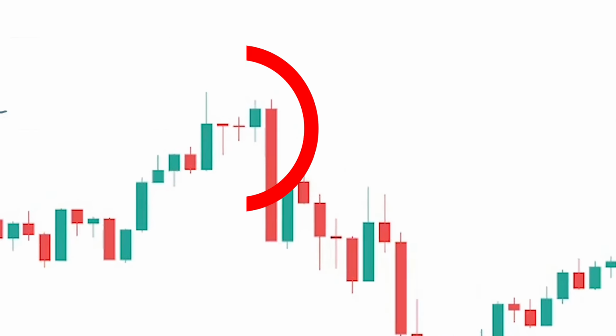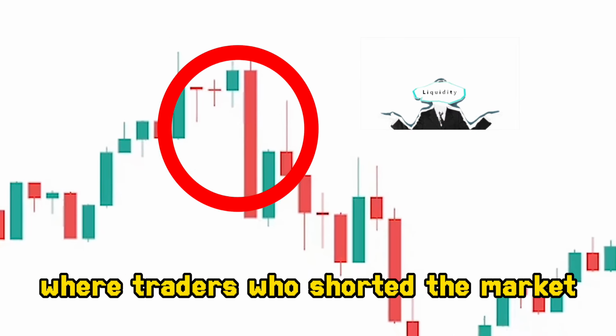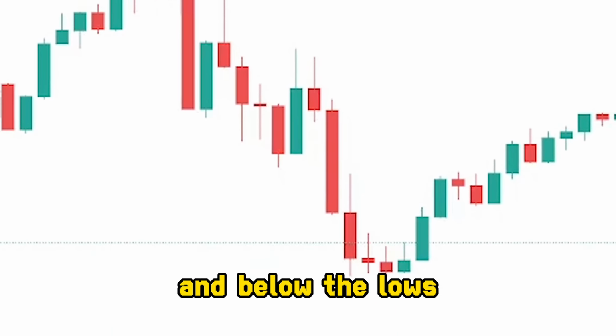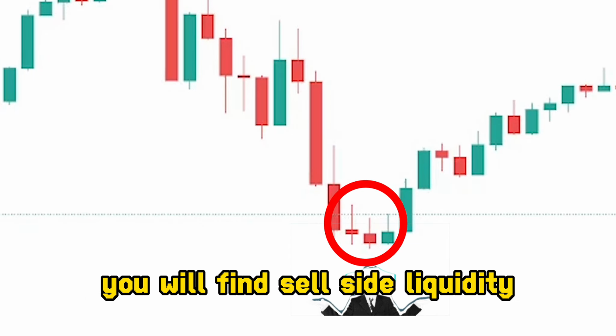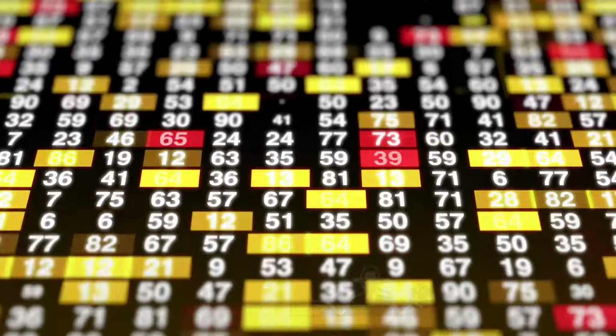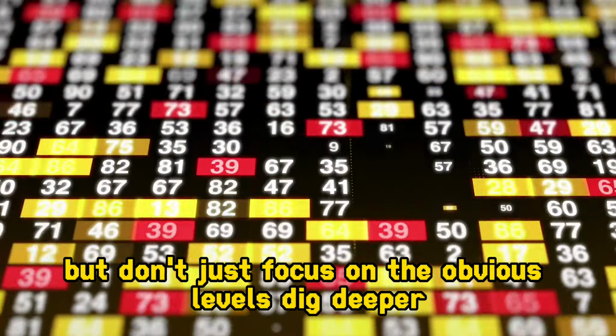Above the highs, you'll find buy-side liquidity, where traders who shorted the market put their stops to buy back their positions. And below the lows, you'll find sell-side liquidity, where traders who went long place their stops to sell their positions. But don't just focus on the obvious levels.